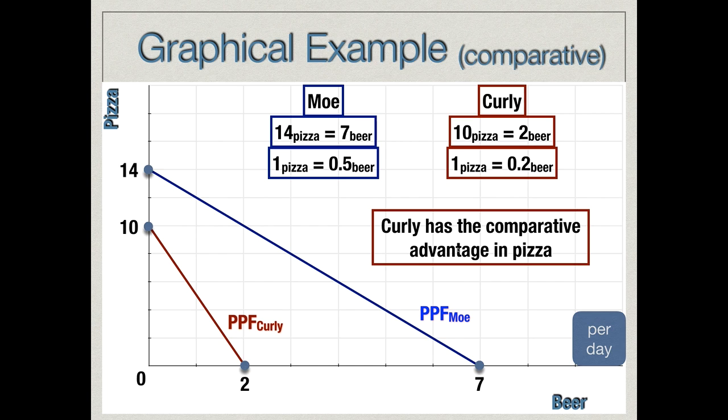As I stated at the very beginning, confusing absolute and comparative advantage is something, I don't want to say it's quite common, but it's something that some students have a tendency of getting confused. And it's very important to be able to distinguish between absolute and comparative advantage in economics.